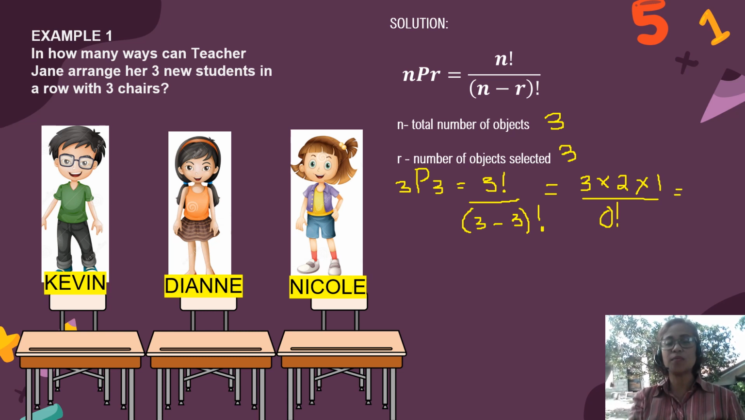So, 3 times 2 times 1 is 6. Then, 0 factorial has a value of 1. So, our final answer for 3P3 is equal now to 6. So, there are 6 possible arrangements, which is also the same as in our experiment by using listing. Okay, now let's move on now to the second example.